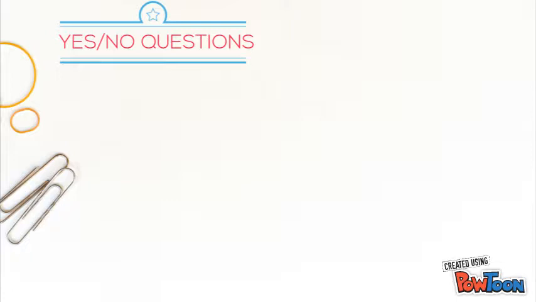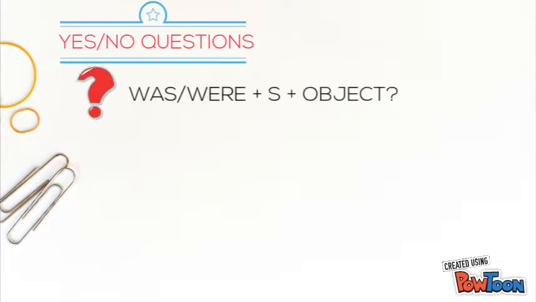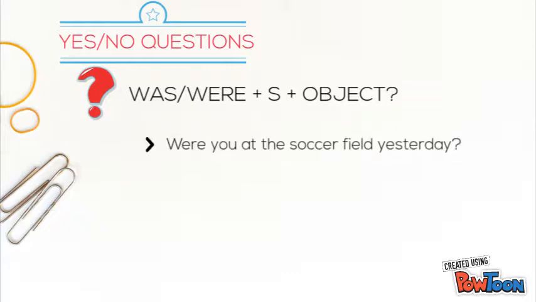Let's review how to make yes-no questions in simple past tense. We use was or were for be verbs, was for singular subjects, and were for plural subjects. For example, were you at the soccer field yesterday? Yes, I was. No, I was not. Or no, I wasn't.